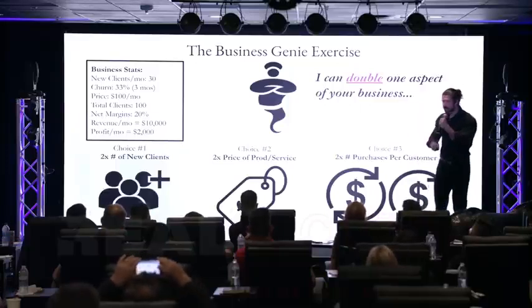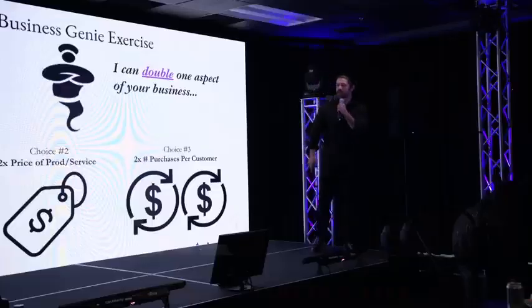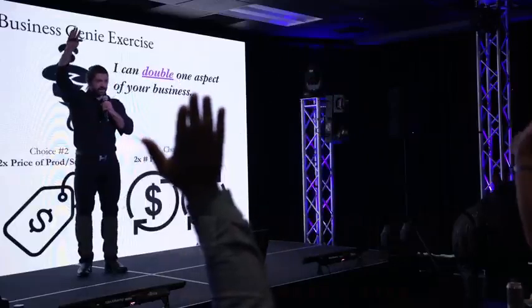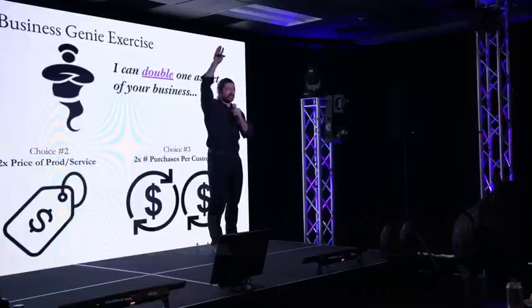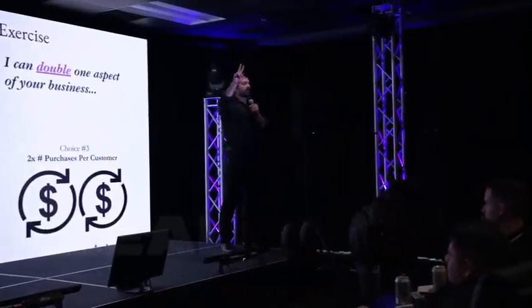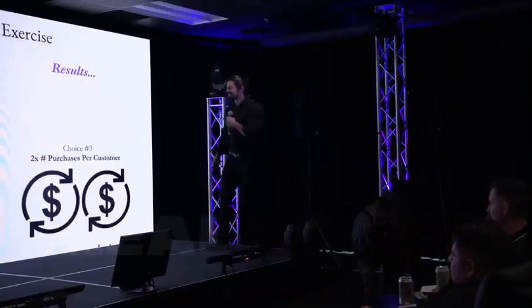It's a business genie. All right, so do me a favor. I'll do raise hands on choice number 1. Choice number 1, double number of clients. Okay. Choice number 2, double price of product and services. Okay. Number 3, double the amount of purchases everyone makes. All right, so we have a really even split, which is perfect. All right, so let me walk through some cool stuff with you.